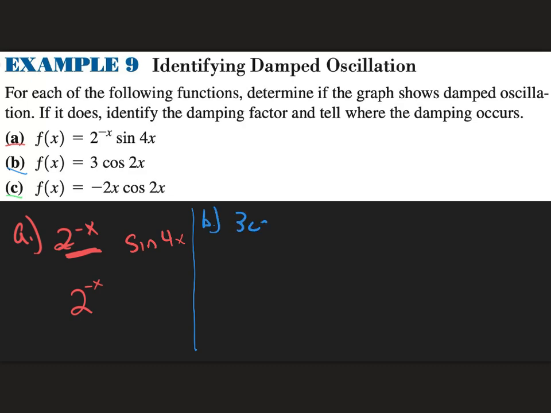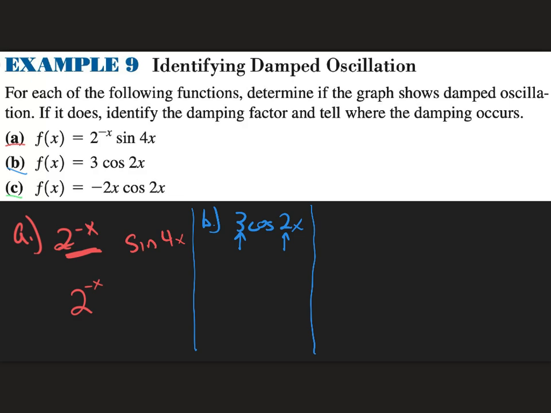3 cosine 2x. This 3 is an amplitude change. The 2 is a period change, or changes the number of waves per period. So this is not damped oscillation. There is no function multiplied. It's just a constant, which is an amplitude change.